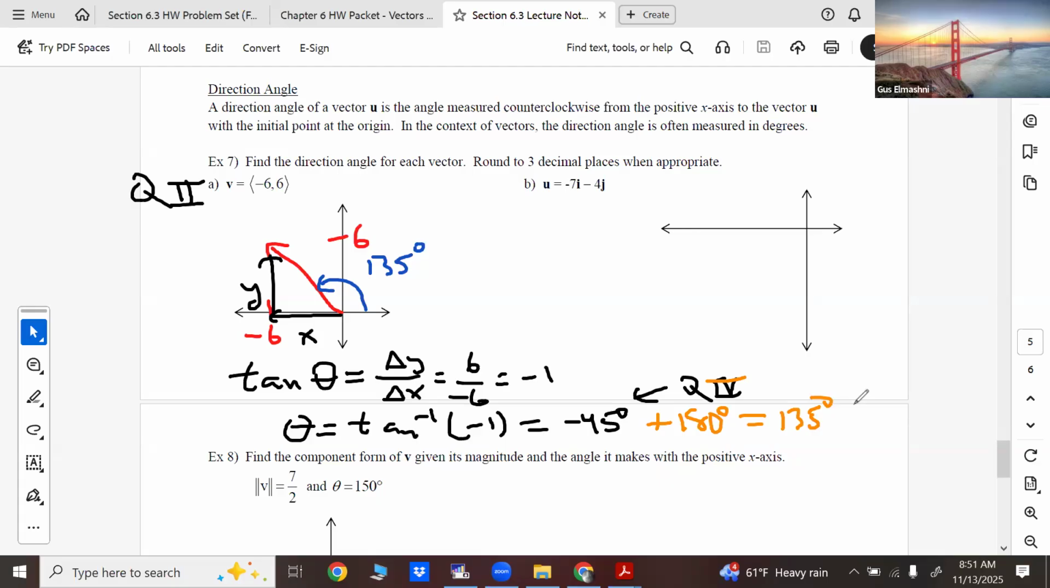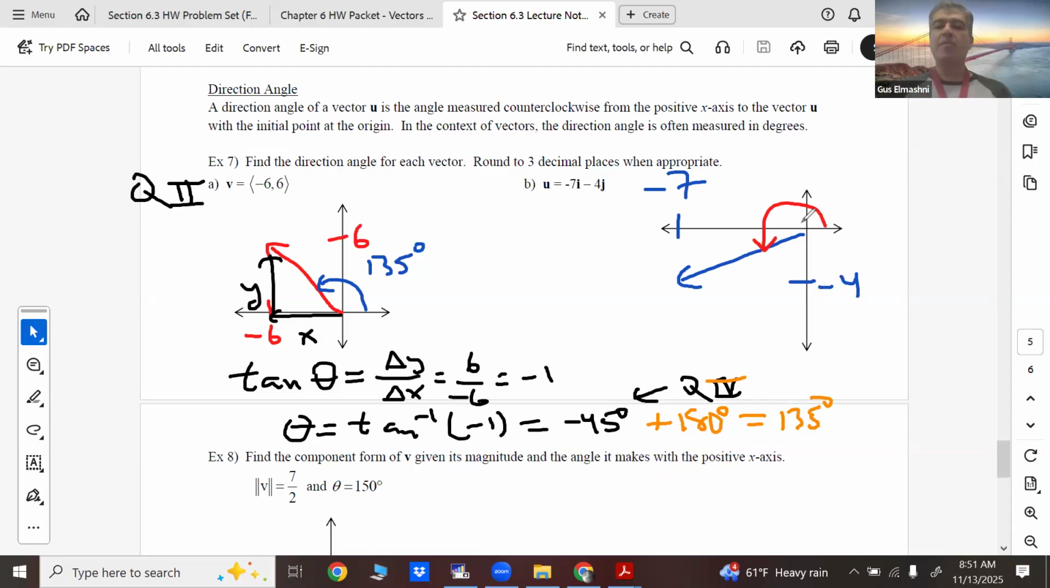So I'm going to do the same thing for part B. What quadrant is that point again? 3. Right? -7, -4. No worries, I know you guys got this. Just firing too fast, that's all. Just take your time. Be patient. Vectors require patience, guys. Well, most of math does.